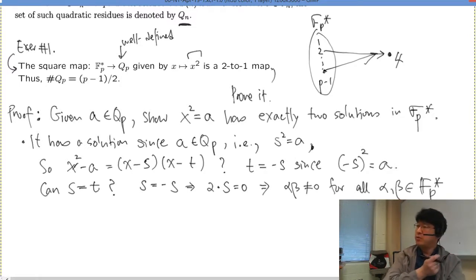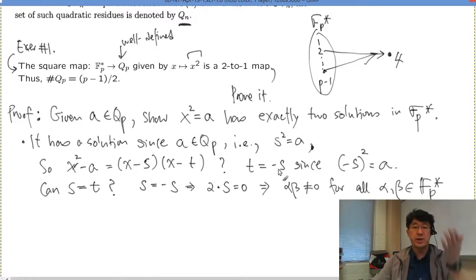Right. However you wrote it, kind of makes sense out of it. First of all, A is a quadratic residue, right? That means there is an element S in F_p star so that S squared equals A. So I know it has one solution, right? So if you divide by that one solution, you can see that there must be another solution.